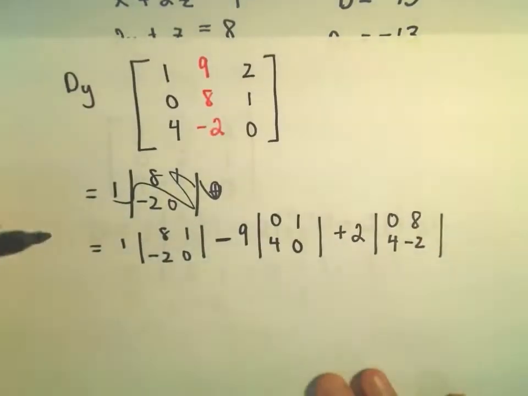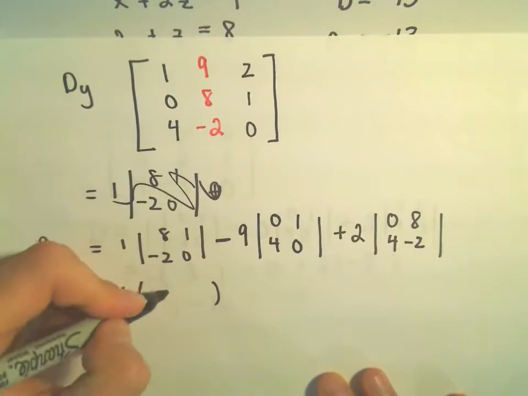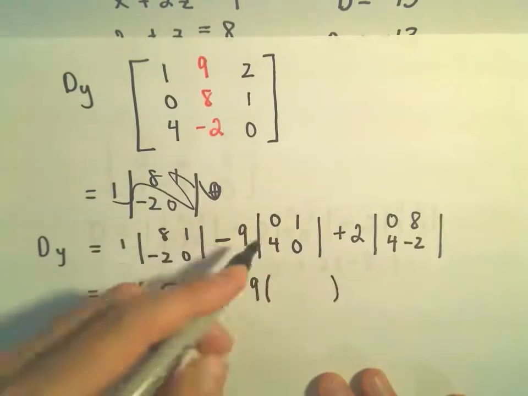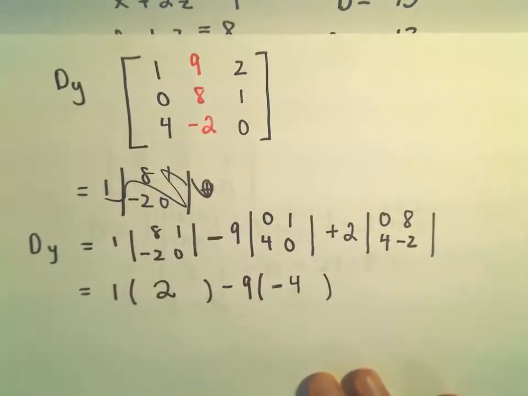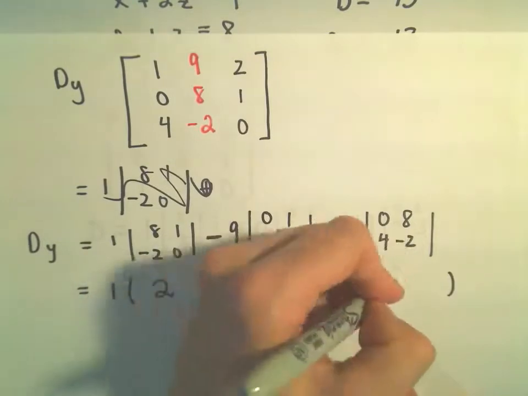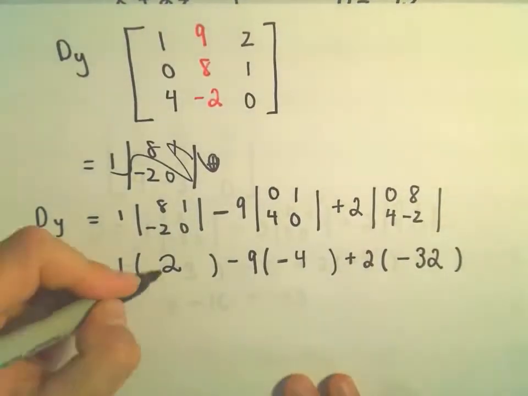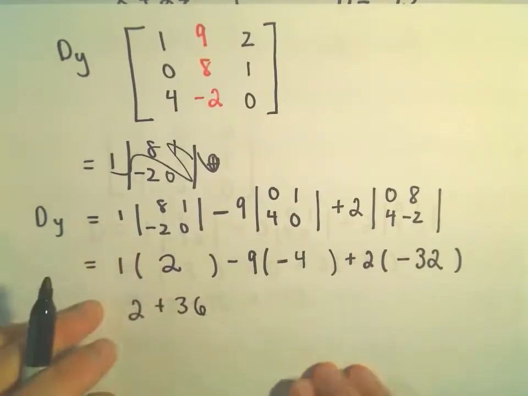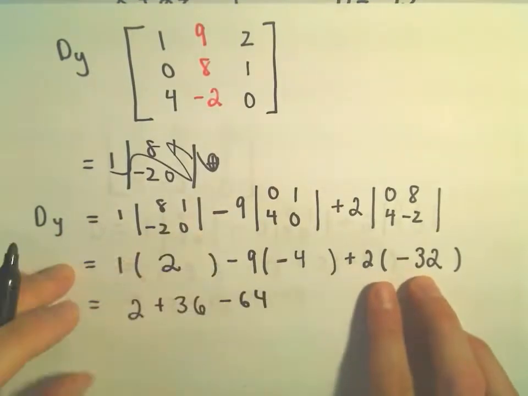So now if we compute this, this will be our d sub y. Looks like we'll get 8 times 0, which is 0, minus negative 2, or we'll get a positive 2, minus 9 times, well, 0 times 0 is 0. We'll get minus 4 times 1, or negative 4. And then 2 times, well, 0 times negative 2 is 0, minus 4 times 8, which would be 32. Okay, so if we do the arithmetic here, 1 times 2 is 2, negative 9 and negative 4 is positive 36. It looks like we have positive 2 and negative 32, which would be negative 64.